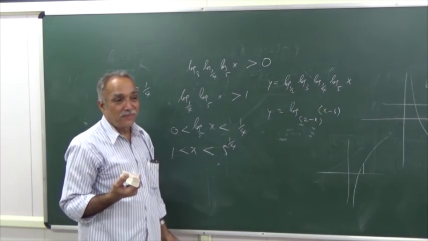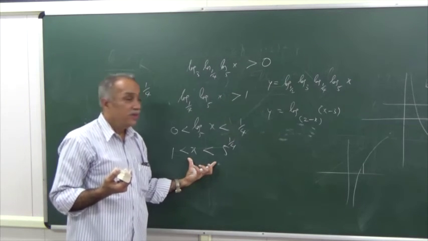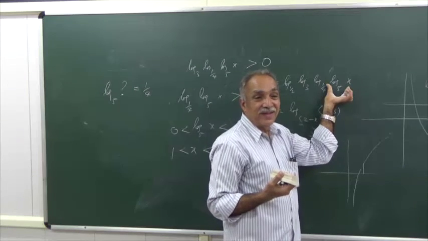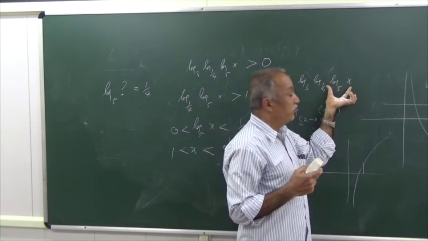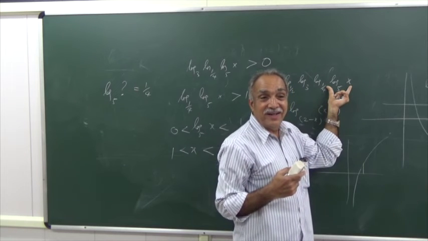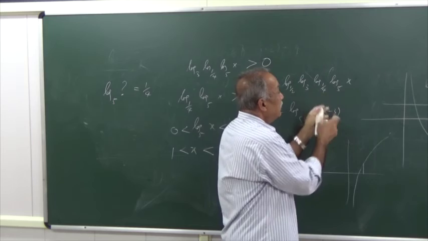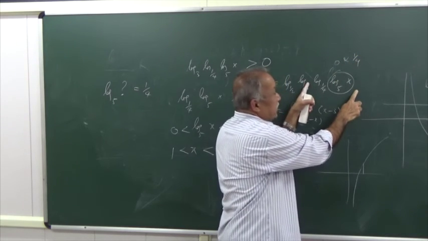What about range? Your x is between these two limits. So, this will be between, for x between 1 and 5 to the power 1 by 4, this is between 0 and 1 by 4. This is between 0 and 1 by 4. Where will be this?